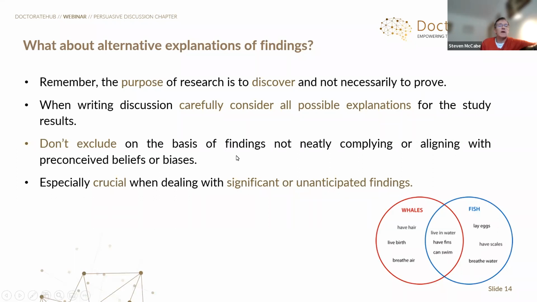biases, because they have come from what you thought was important, which of course has been hugely and heavily influenced by what you've read. But what exists in the knowledge previously may not necessarily be accurate or representative of what you find. And of course, this is really crucial when dealing with significant or unanticipated findings.